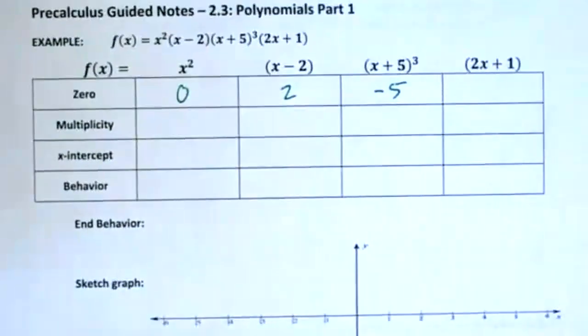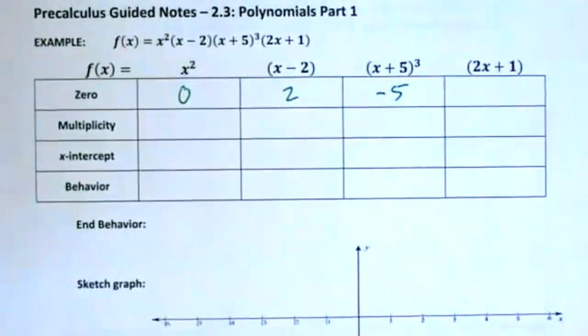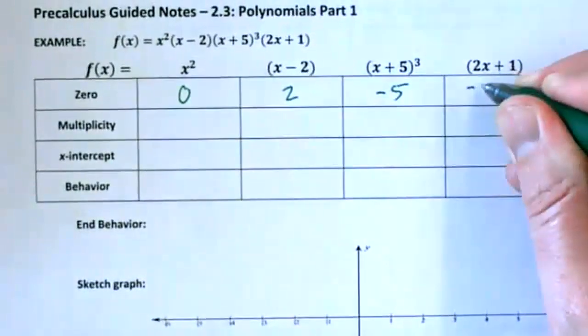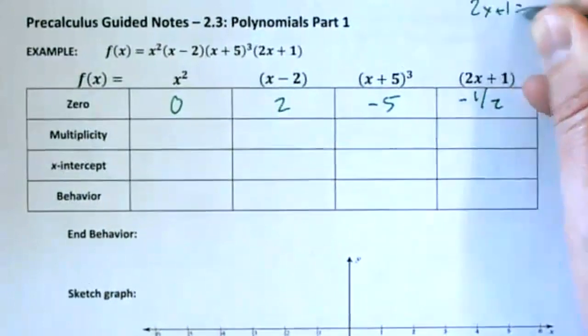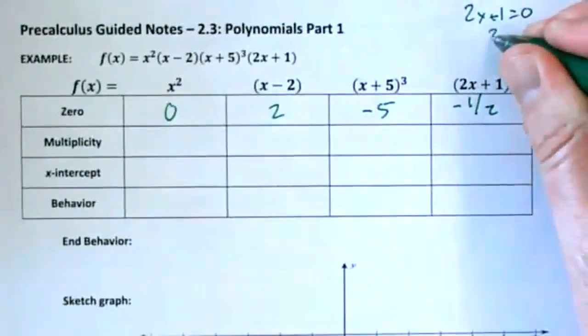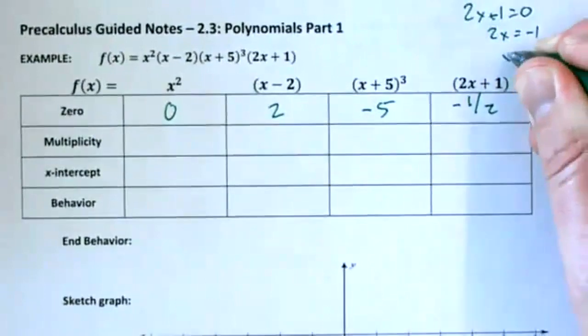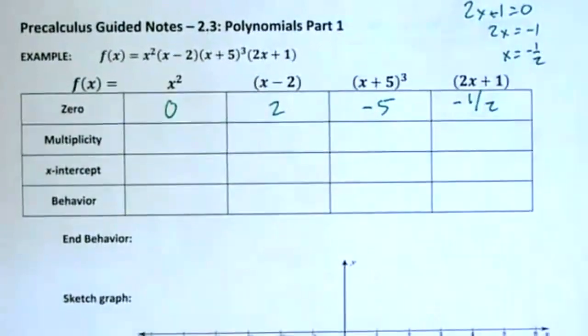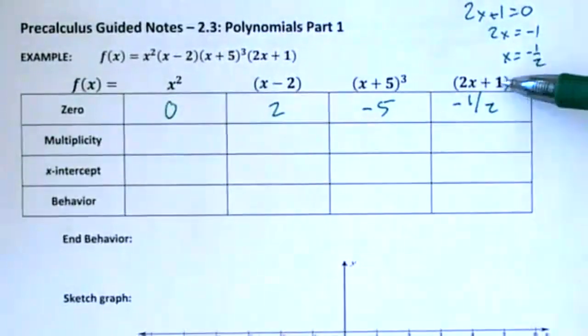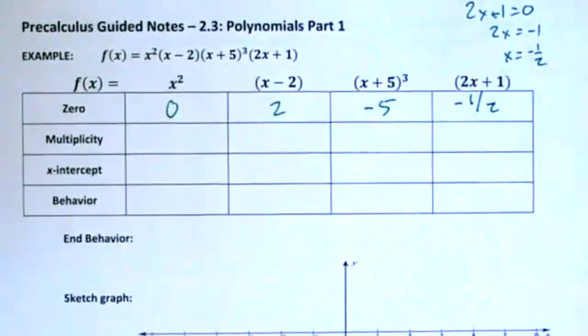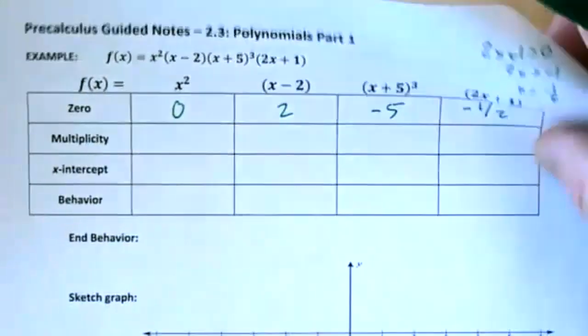Are you guys comfortable just coming up with -1/2 in your head without showing work for that? If not, you're allowed to write 2x plus 1 equals 0 and subtract 1 from both sides and divide by 2 on both sides. If that helps you to get to -1/2, then do it. But if you're able to skip all this and just jump straight from the factor to the 0, I'm fine with that too. All right, so those are our zeros.